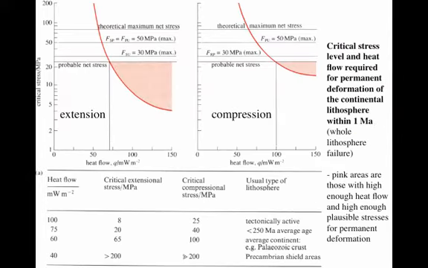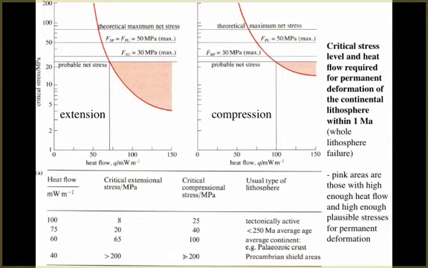Now, if we consider a critical stress level and heat flow that's required for permanent deformation in the continental lithosphere, and this is within 1,000,000 years, here this is a critical stress and heat flow. We see that this pink area represents the heat flows and the stresses that are required for permanent deformation, and this is an extensional environment. In a compressional environment, it's a smaller area, where higher critical stresses and higher heat flows are required for that permanent failure.